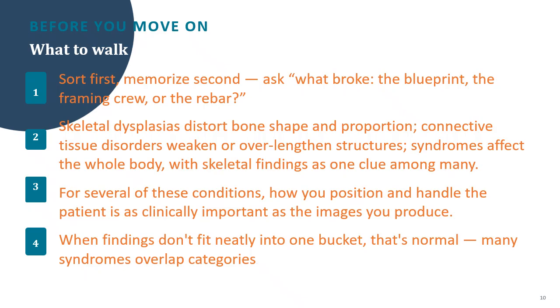Second, in terms of skeletal dysplasias, they mainly change the shape, the length, and the density of the bone. Connective tissue disorders affect the strength and flexibility of supporting structures. Chromosomal and multisystem syndromes affect more than the skeleton. So the osseous findings might be understood within a larger clinical picture if we can just look at the big picture.